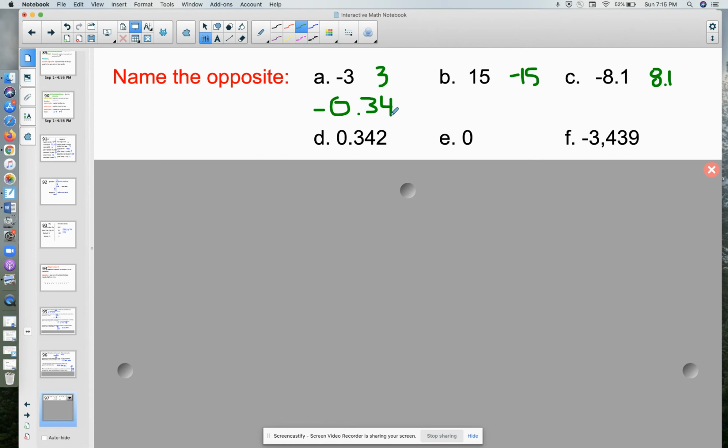Now, E is a little tricky. What's the opposite of 0? There is no opposite of 0. It's 0. What's the opposite of -3,439? 3,439.